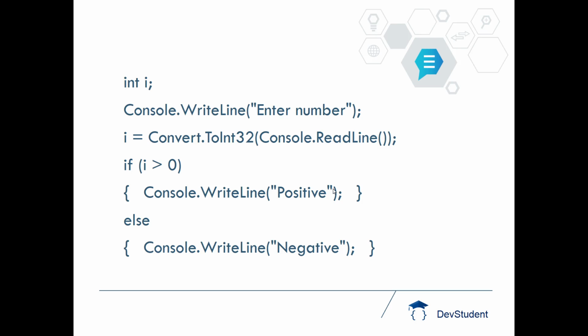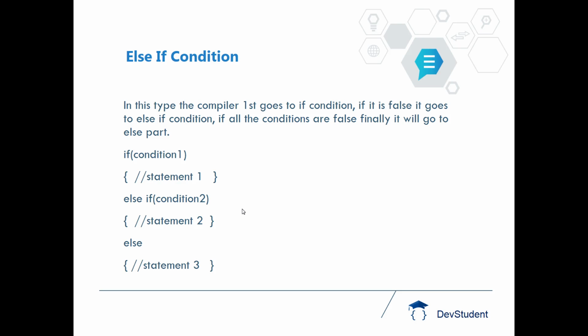After I get the number into I, I am using if condition here. If I greater than 0, that means if the user entered a number which is greater than 0, I'm going to print Console.WriteLine of positive. If the condition fails, then I'm going to print Console.WriteLine negative because it is not greater than 0. So this is possible using if else condition.